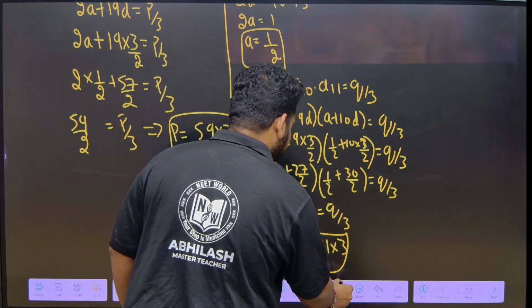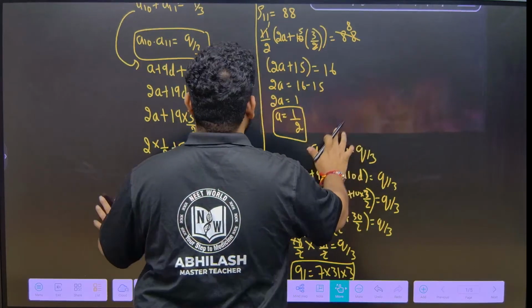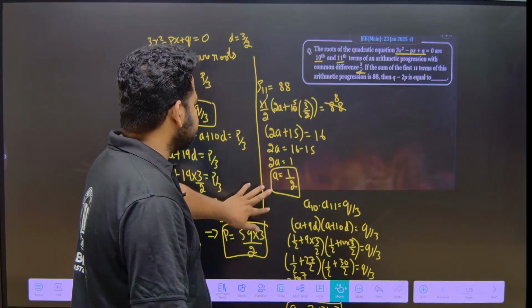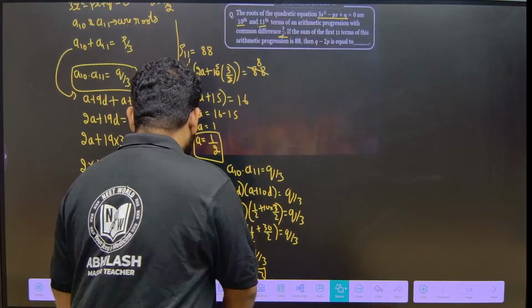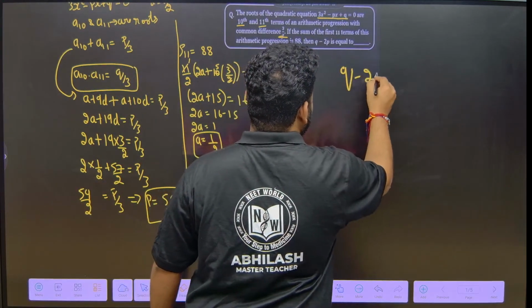Now they are asking us to find what? Actually, the question is asking, this is a numerical value based question, they are asking us to find Q minus 2P. Q minus 2P we have to find out.